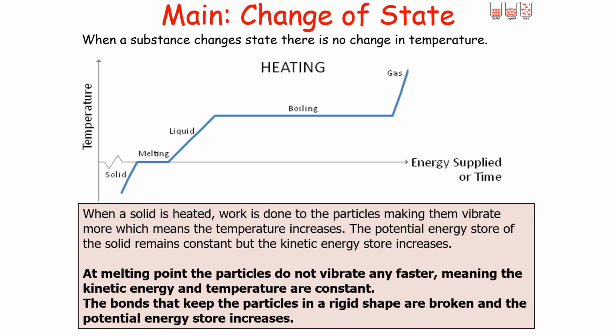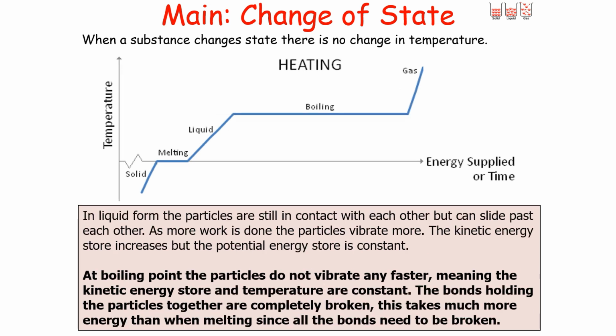Now when a solid is heated, work is done to make the particles vibrate more, which means that the temperature increases. At this point, because the temperature is increasing, the potential energy store of the solid remains constant, but the kinetic energy store increases. At the melting point, the particles don't vibrate any faster, meaning that the kinetic energy and the temperature are therefore constant. But the bonds that keep the particles in a rigid shape are broken, and the potential energy store increases. Now in liquid form, the particles are still in contact with each other, but can slide past each other.